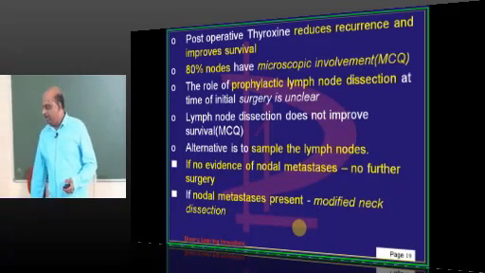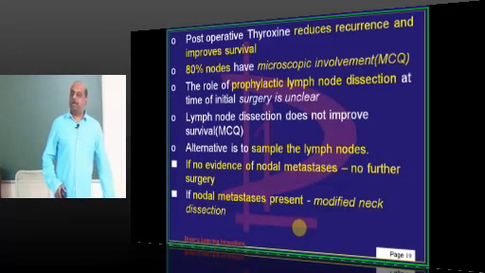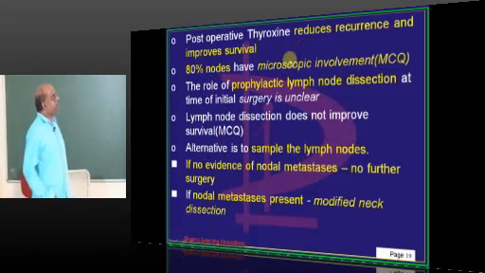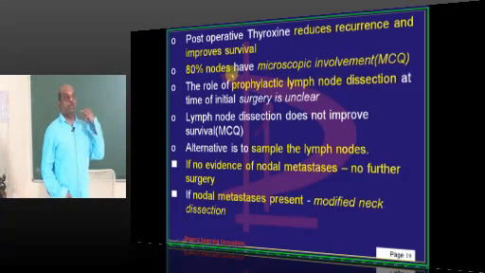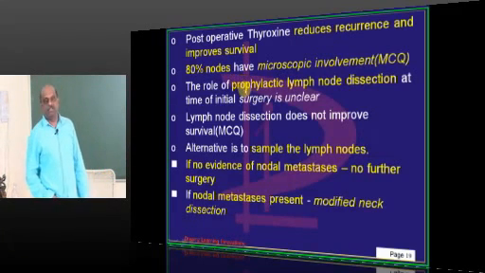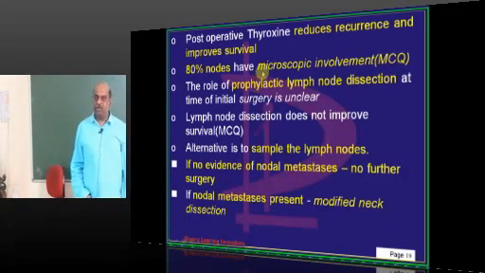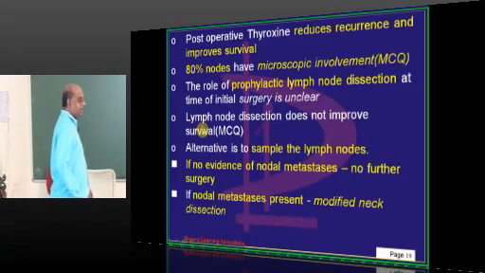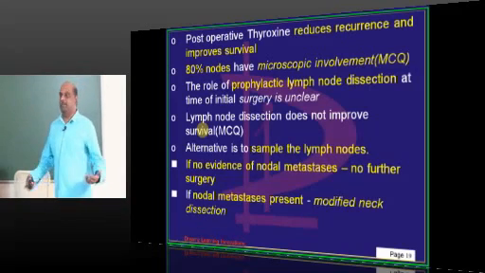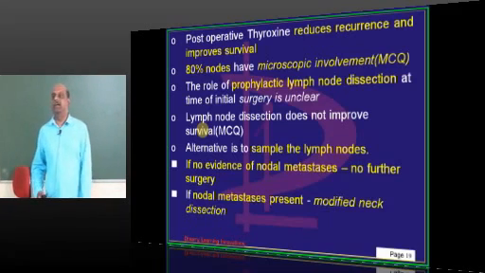So giving a good amount of dosage of post-operative thyroxine reduces the recurrence and improves the survival, which is a very important rule. And about 80% of the regional lymph nodes in papillary carcinoma, because it runs quickly to the lymph nodes, typically show microscopic involvement. Then if that is the case, just like breast cancer, axillary lymph node gets breast cancer running and coming to it.